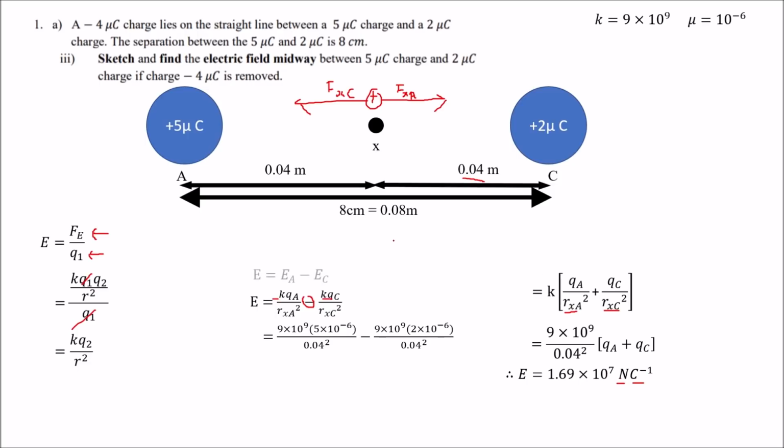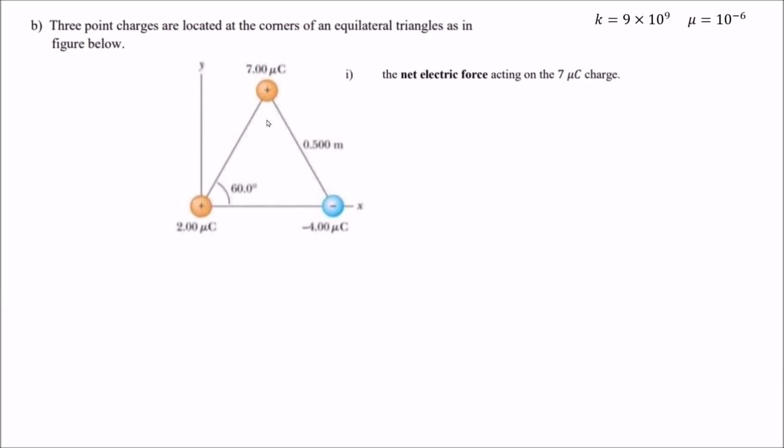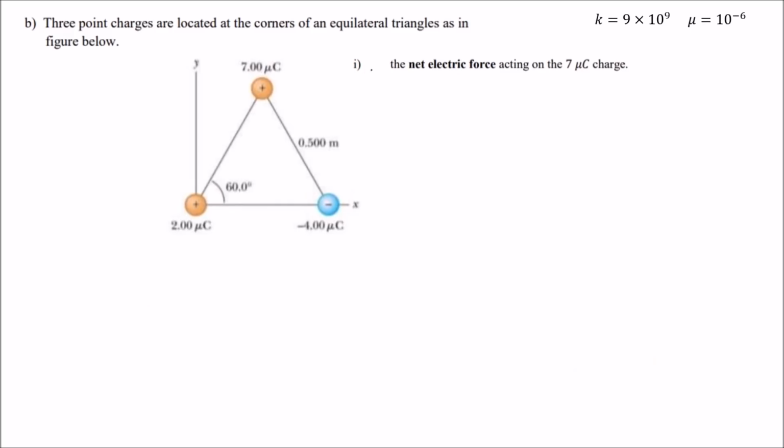Okay, let's move on to question B. So 3-point charges are located at the corners of an equilateral triangle as in the figure below. And the first question asks for the net electric force acting on the 7 microcoulomb charge. Okay, let's make it bigger and then we'll look at it one by one. And first, let's label it A, B, C first. So yeah, it's easier to identify them.